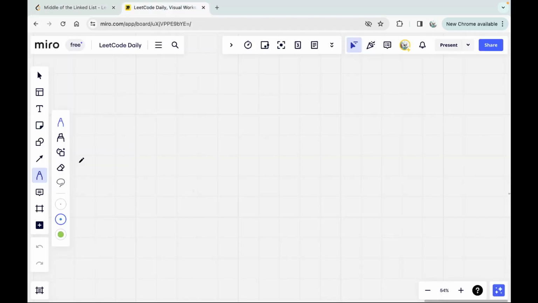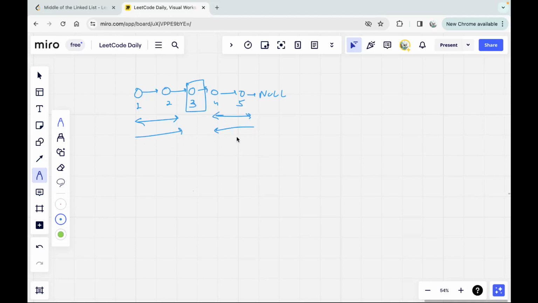So you are simply given a linked list and all you have to do is return the middle node of this linked list, right? So this is the first node, second node, third node, fourth and fifth node. So we can clearly see that this one is the middle node, right? So the middle node is that one where the distance, if you traverse it from the right or from the left, is the same.